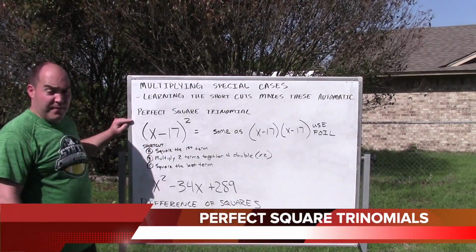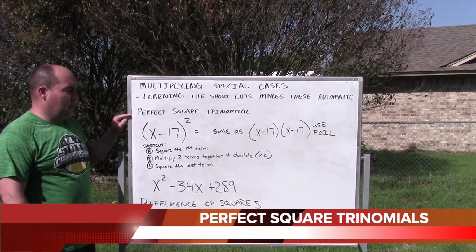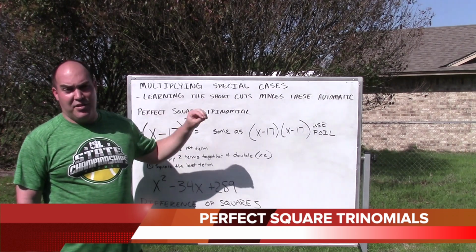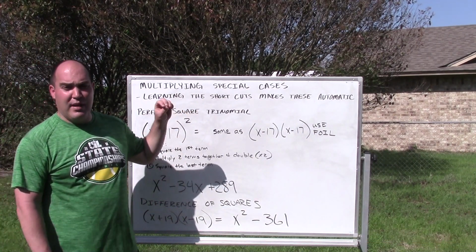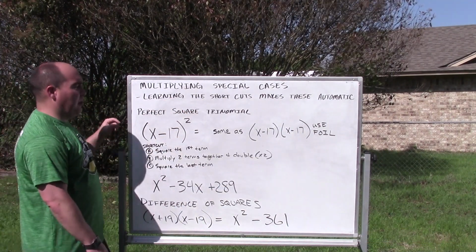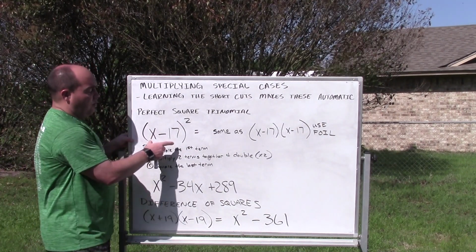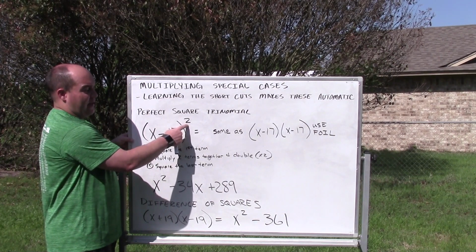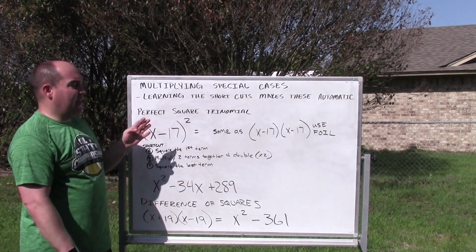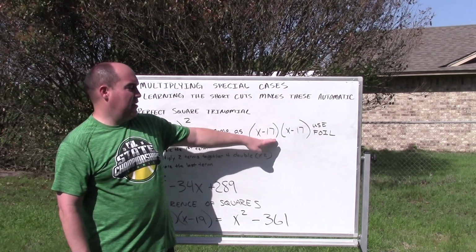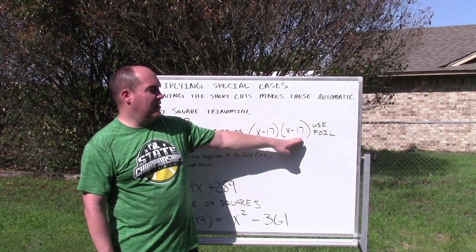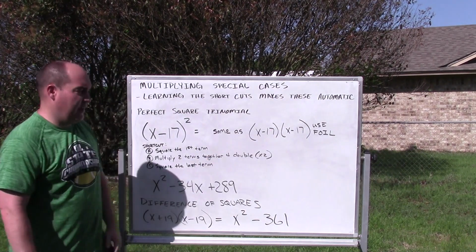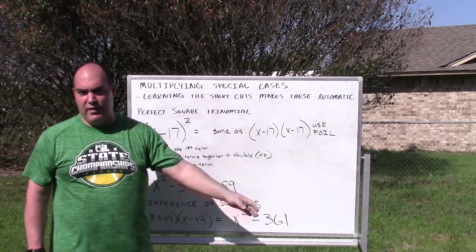Alright, so the first one is a perfect square trinomial. It's named because of what the answer is going to be, but you have to know what it looks like. So it is a perfect square. What's happening is they're taking this binomial x minus 17 and we're squaring it. It's the same thing as x minus 17 times x minus 17, and you can write it out the long way, do FOIL, whatever. It's going to take you forever that way.